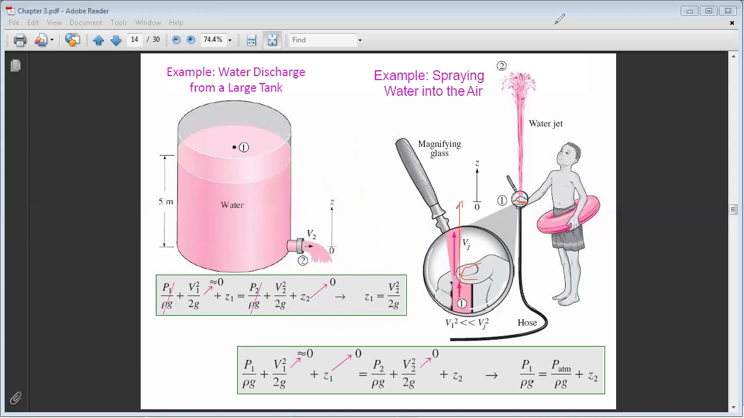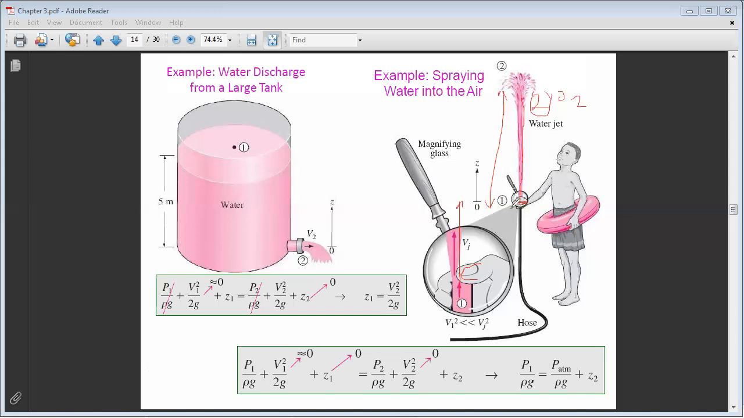What we can do then is apply a Bernoulli equation between section 1 and the maximum height reached by water, Z2. So I am interested in calculating the maximum height reached by water. I will consider a certain streamline of the fluid. This is point 2 and this is point 1.